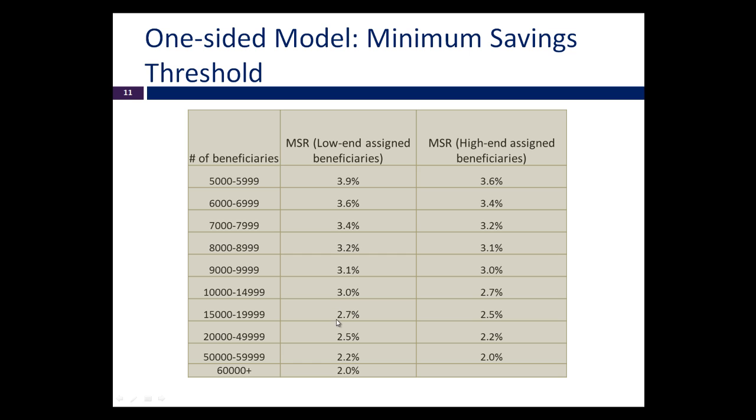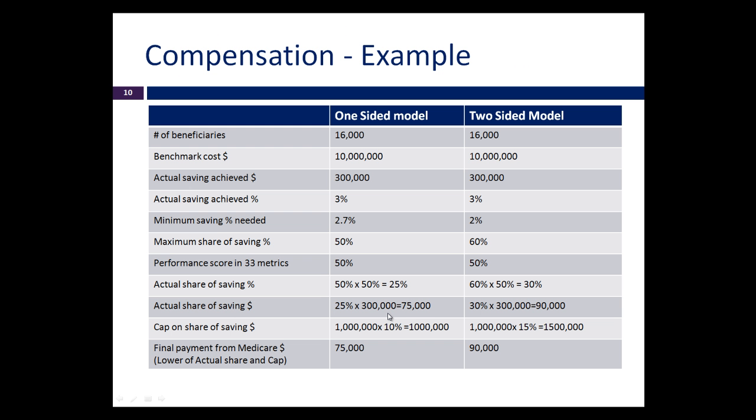Had we been at the higher end of this slab, so for the sake of demonstration only, suppose that instead of 16,000 patients, we had 18,000 patients. In this case, we would have been at the higher end of this slab, and the relevant column for us would have been the third column, which says that the minimum savings rate is 2.5%. In other words, the higher the number of patients that you have, the lower the minimum savings rate that you will be required to demonstrate. Returning to our example, the minimum savings rate that's relevant to us is 2.7%. So, the minimum saving rate being 2.7% and the actual being 3%, this means that our one-sided ACO model also qualifies to receive a share of the ACO's savings.